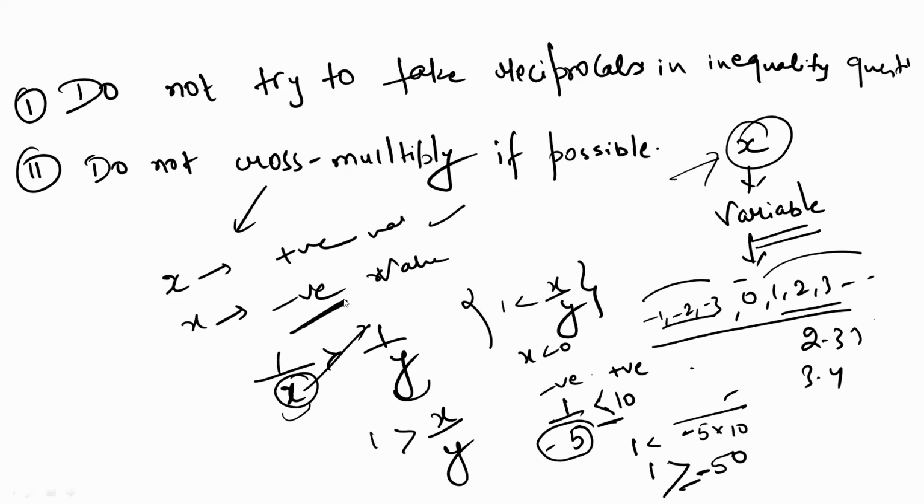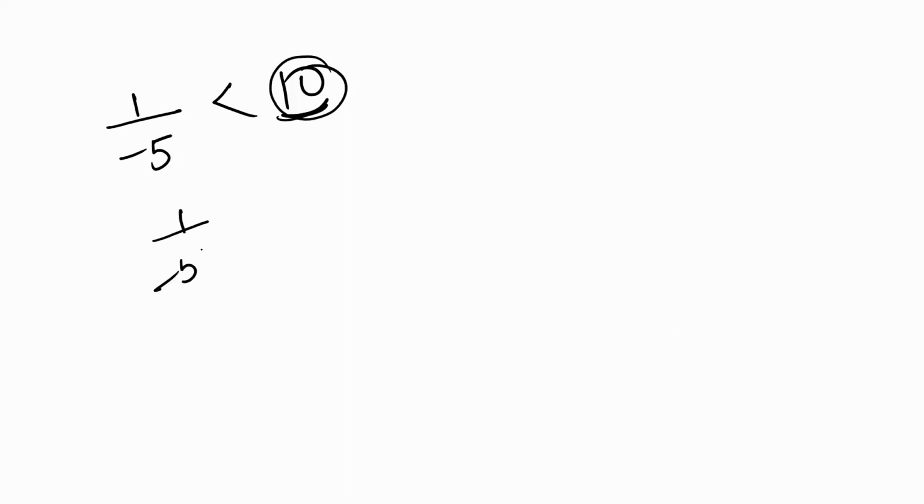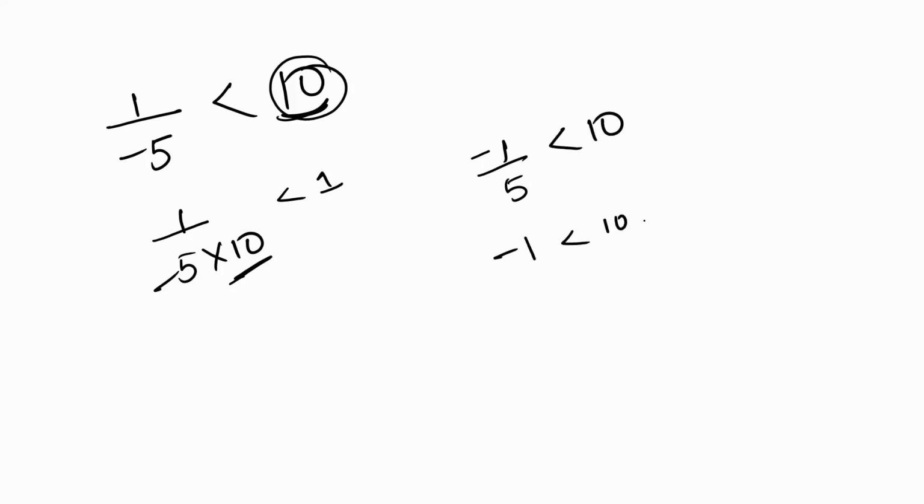Here you are telling that multiply by 10. 10 is a positive number, no? Not like that, I'm saying the minus is not on 5, the minus is on 1. Like -1 by 5 is there, then the inequality is there. Then this will always hold true: -1 is less than 50.